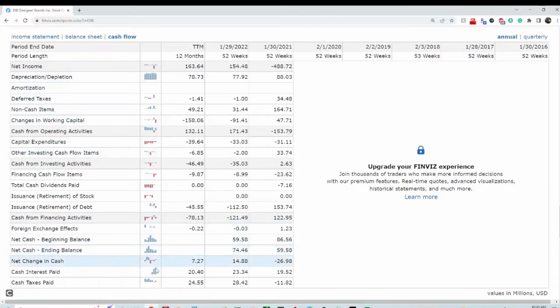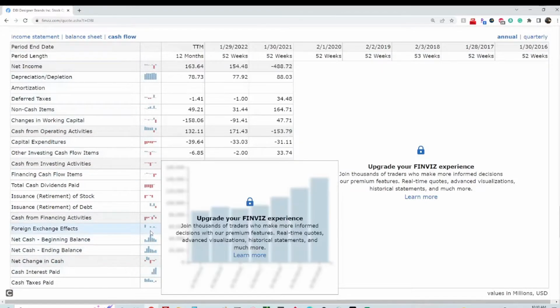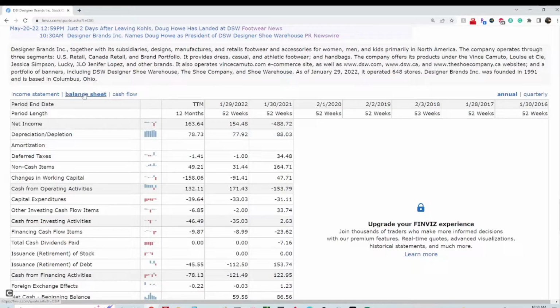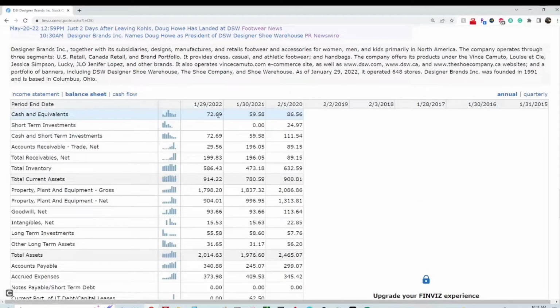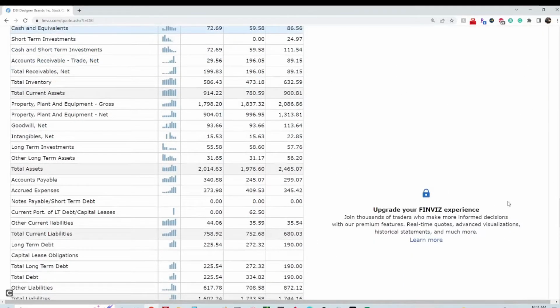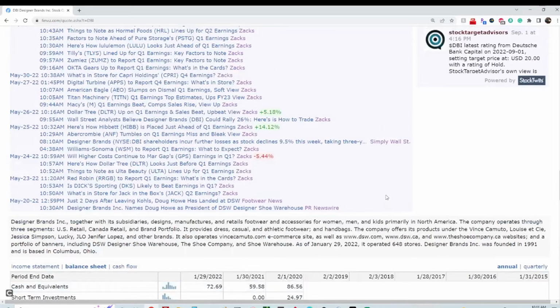And there's little graphics here that we can look at. But my big thing is the cash. They're growing the cash up again, which is good. So overall, I really like this company. Again, I do have a position in it.